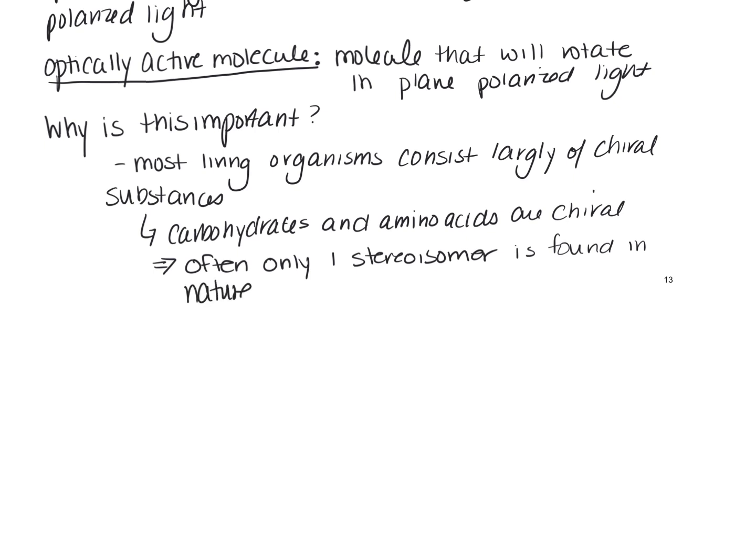Now, this isn't always the case. In some instances, two enantiomers are found in nature, but they're not found together in the same biological systems. So, for example, when we have lactic acid, it occurs in both the natural forms, and you get L-lactic acid in your muscles. And then we have D-lactic acid, and that's found in sour milk.